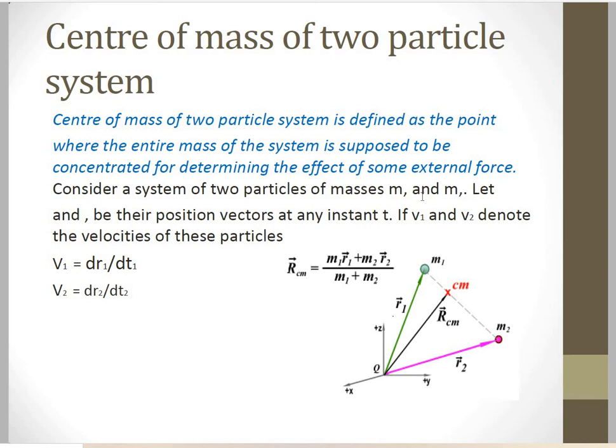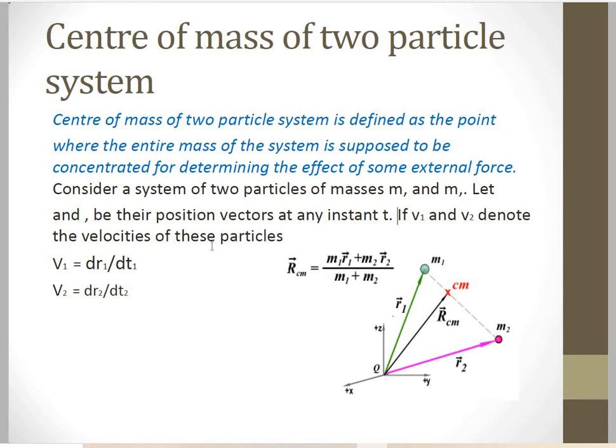Consider a system of particles m1 and m2. Let the position vectors at any instant t be r1 and r2. If v1 and v2 denote the velocities of these particles, then v1 can be written as dr1 by dt, and v2 is equal to dr2 by dt.